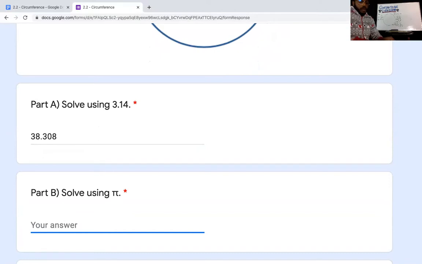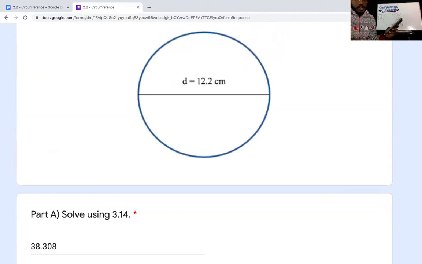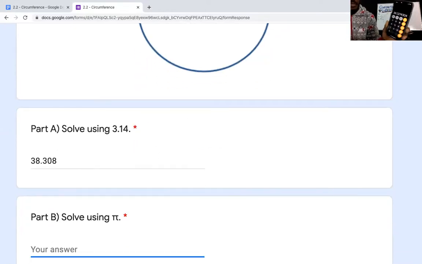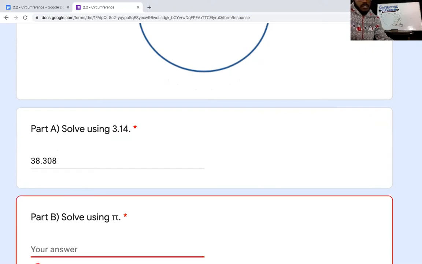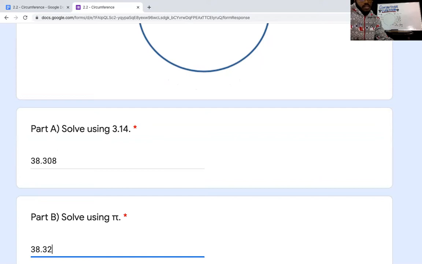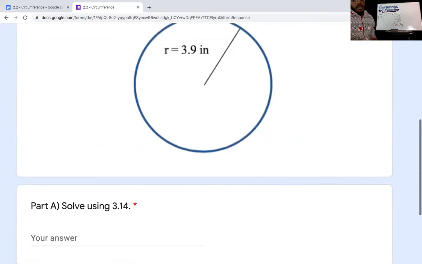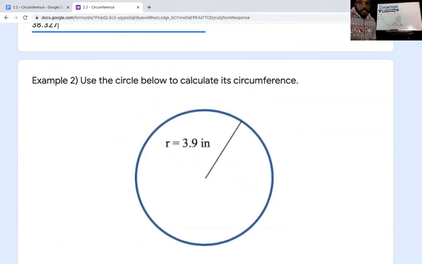If we were solving using pi, we're going to take pi, which is this really huge number, and we're going to multiply it times 12.2. This is a way more accurate number. We're only going to use the first 3 place values after the decimal to write this answer down. So the answer that you should have would be this. And then you're pretty much going to practice doing that same thing as we continue to move on.